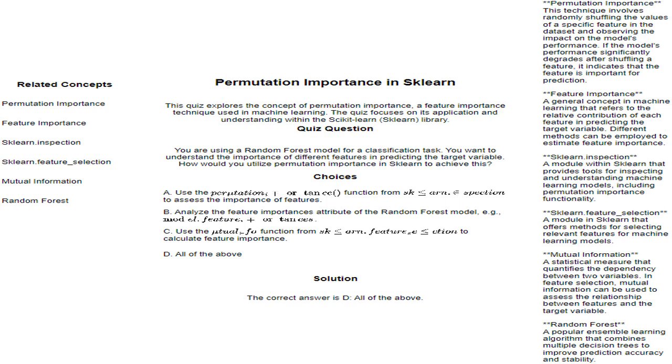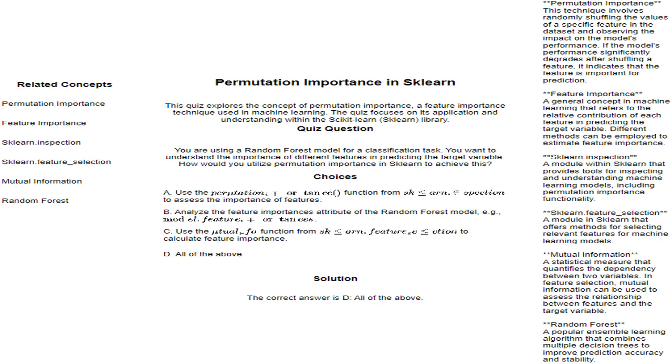Use the permutation importance function from sklearn inspection to assess the importance of features. Permutation importance: this technique involves randomly shuffling the values of a specific feature in the dataset and observing the impact on the model's performance. If the model's performance significantly degrades after shuffling a feature, it indicates that the feature is important for prediction. sklearn inspection.